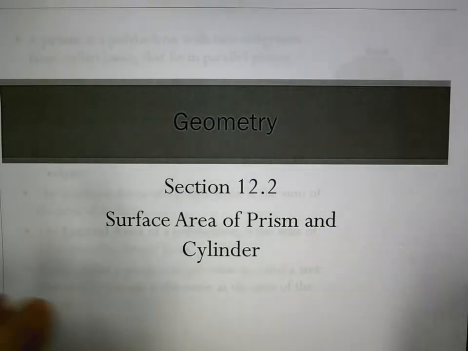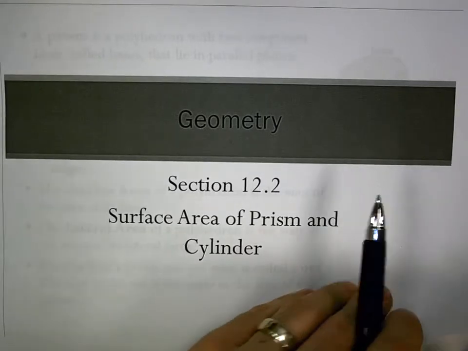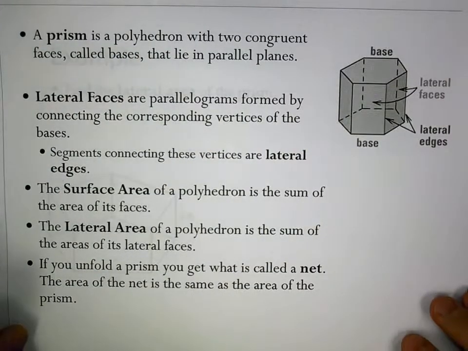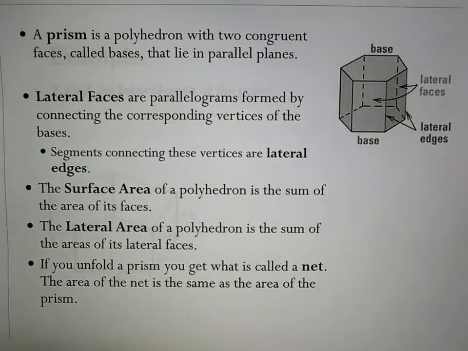This section is looking at section 12.2, which is the surface area of prisms and cylinders. If we start off first defining a prism, it is a polyhedron with two congruent faces called bases that lie in parallel planes. If you look at the shape off to the right, that is a hexagonal prism, and in that hexagonal prism, the bases are the hexagons, so that's the top and the bottom.